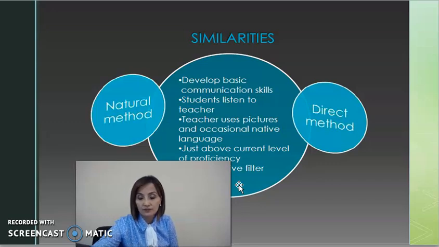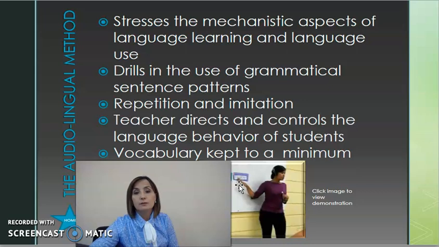Low affective filter. So stresses the mechanistic aspects of language learning and the language use. Drills in the use of grammatical sentence patterns. Repetition and imitation. Teacher directs and controls the language behavior of students. Vocabulary kept to a minimum.